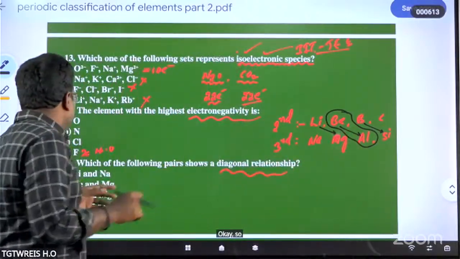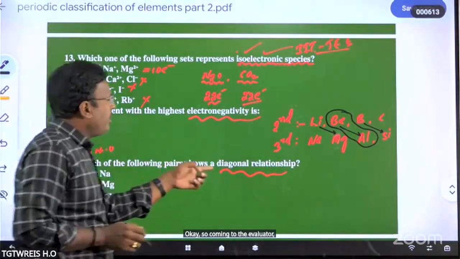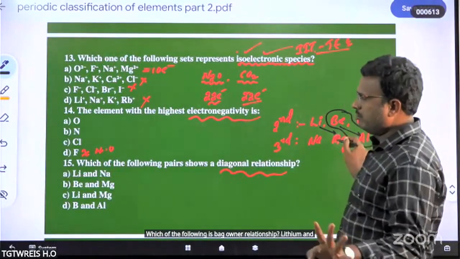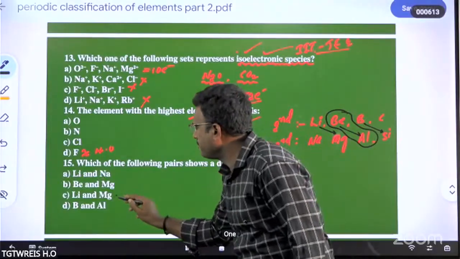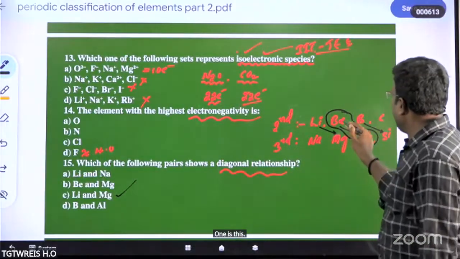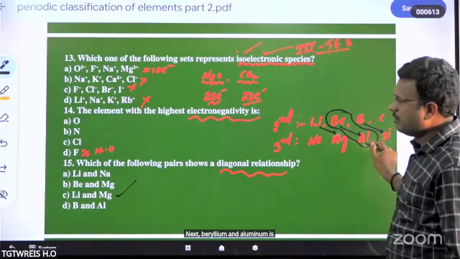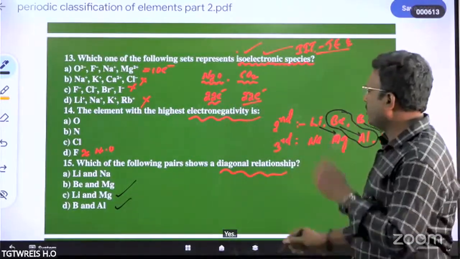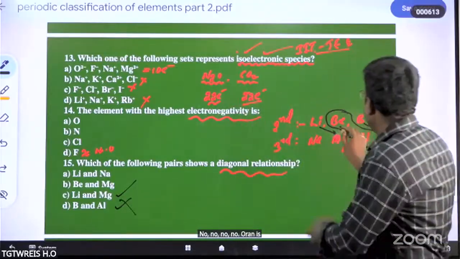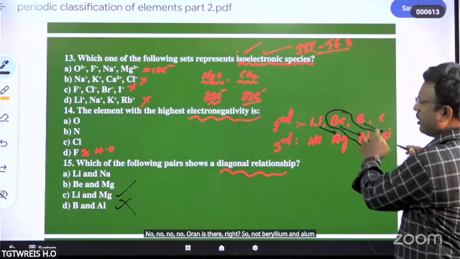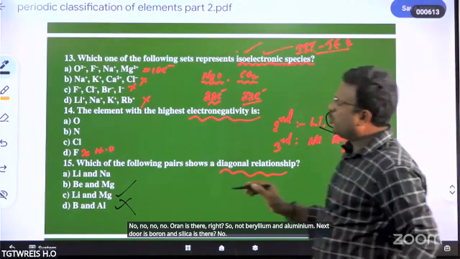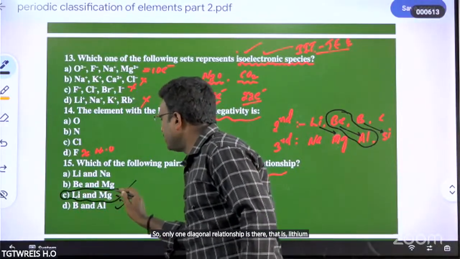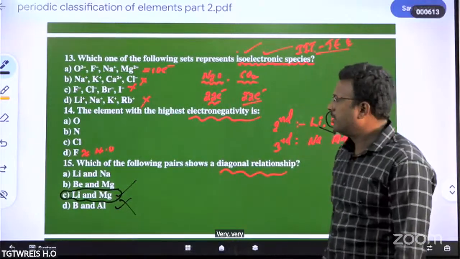Okay, coming to your lesson, which of the following is a diagonal relationship? Lithium and magnesium is one. Next, beryllium and aluminium. No, boron is there, right? So not beryllium and aluminium. Next, boron and silicon. No. So only one diagonal relationship is there, that is lithium and magnesium. Very, very important, students. Okay.